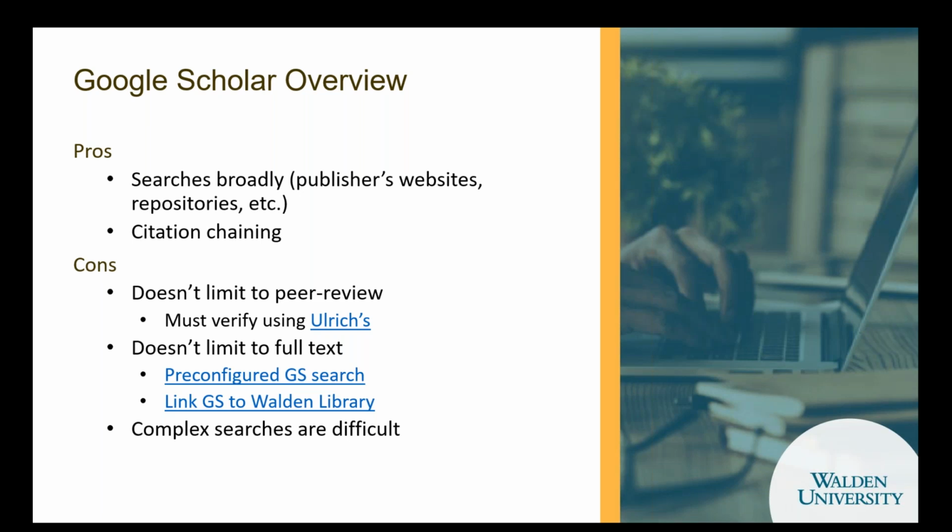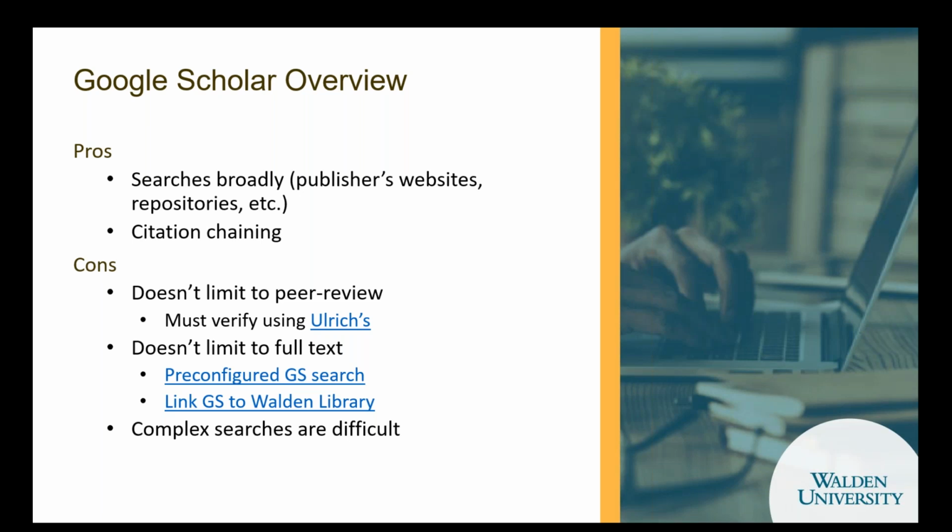It also doesn't limit to full text. So you can use a pre-configured Google Scholar search on the library. You can link Google Scholar to the Walden Library, and you will see some things that we do have. But you can search so much more comprehensively and systematically in the databases. It really is a great idea to learn those and to become proficient in searching library databases.